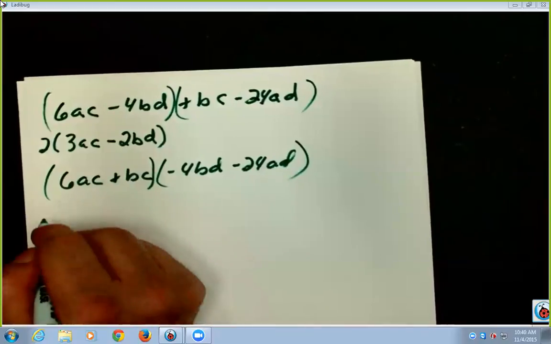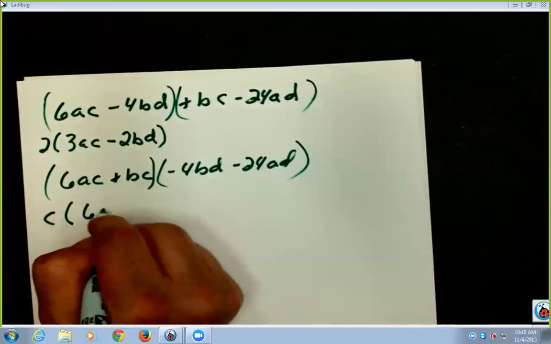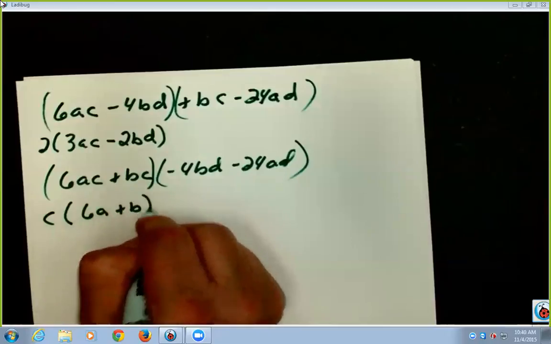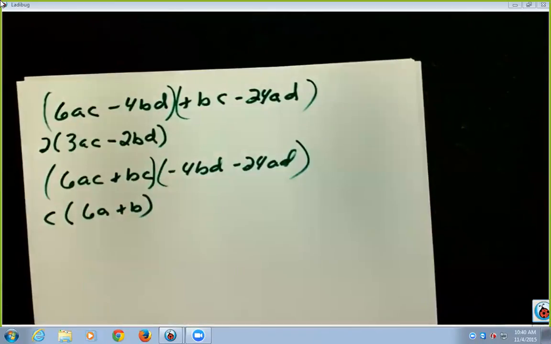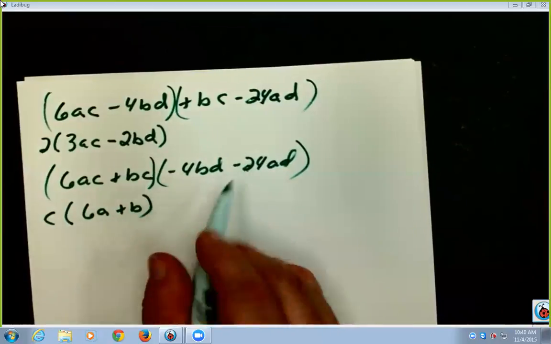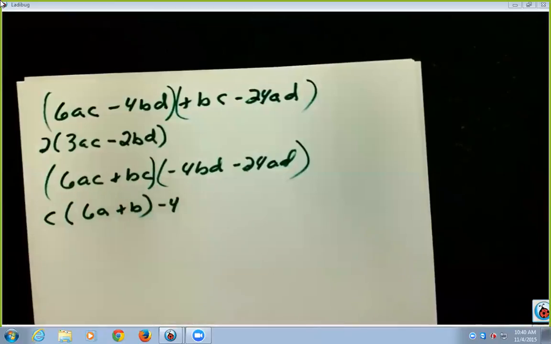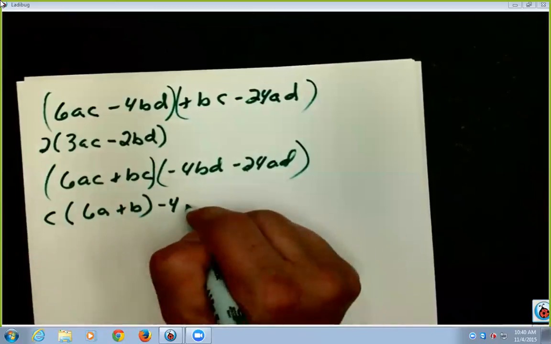I can pull out a C. Well, it's a little healthier than the last one. 6A plus B. What can I pull out of this one? Is there anything I can pull out of that one? -4 and a -24, so I can pull out a -4. And I can pull also out a D, right?